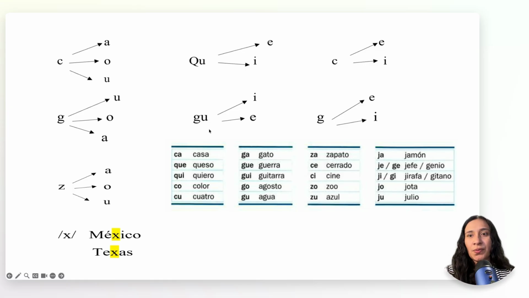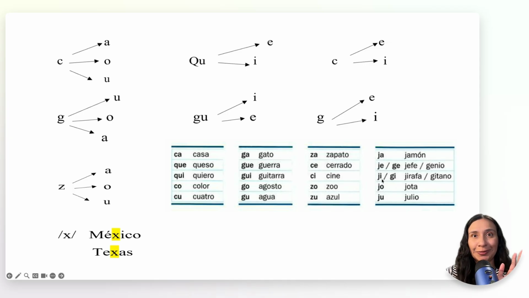So that's why here when we have GA we say ga, so gato, and then when we have GO is go, agosto, GU, agua, right? But here we don't pronounce this as if we have GE, it's not ge, the pronunciation is different, and that's why we have in this part he. So it's as if we had a J, J-E, G-E, they are pronounced the same. G-I or J-I, hi.